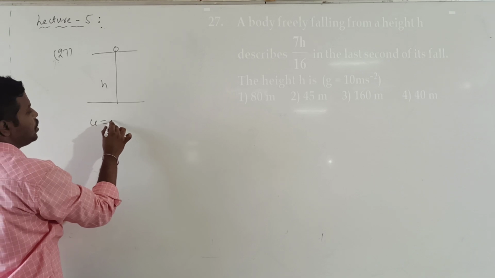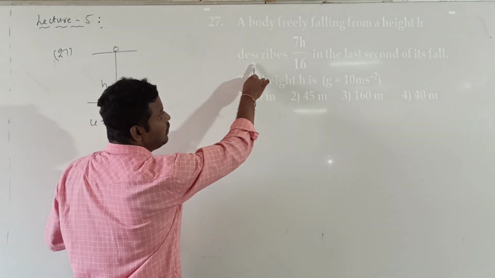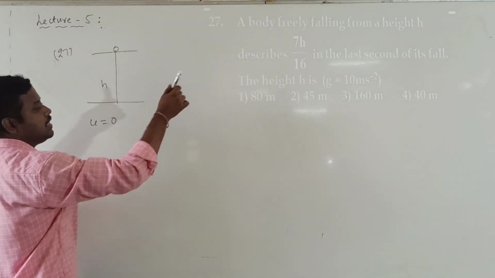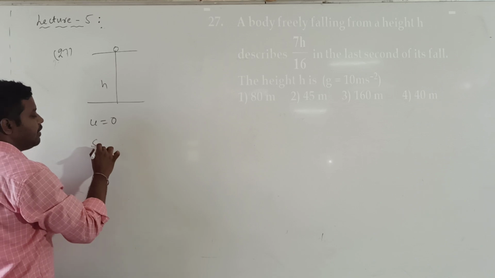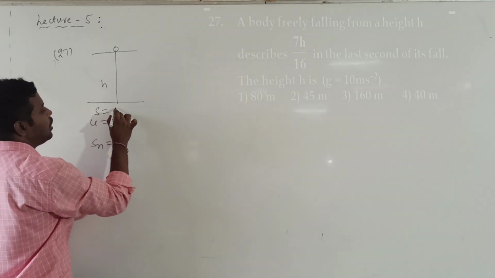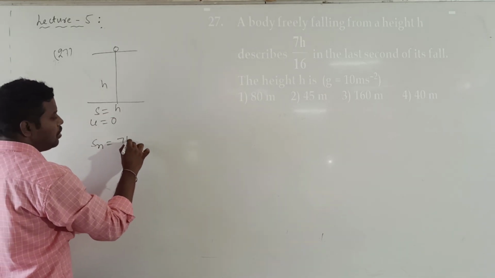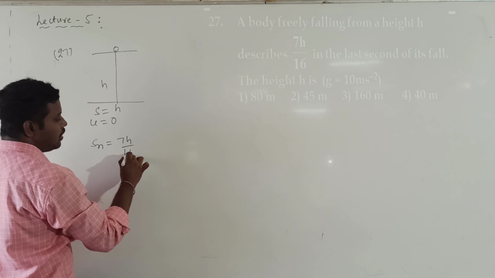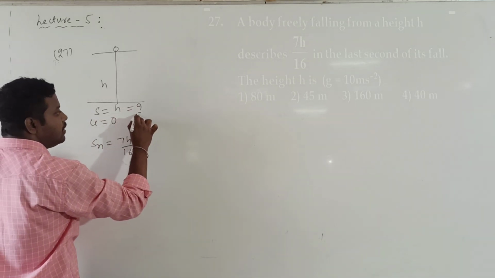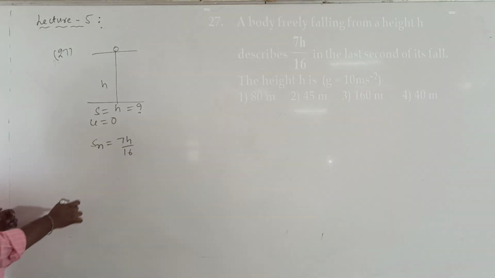Freely falling body means u value is 0. The distance traveled by the body in the last second of its journey is given as Sn, but the total time of journey is not mentioned. Let me call the total height from which the body is falling h. U value is 0, so Sn will be equal to 7h by 16. What they are asking us to calculate is the h value only.